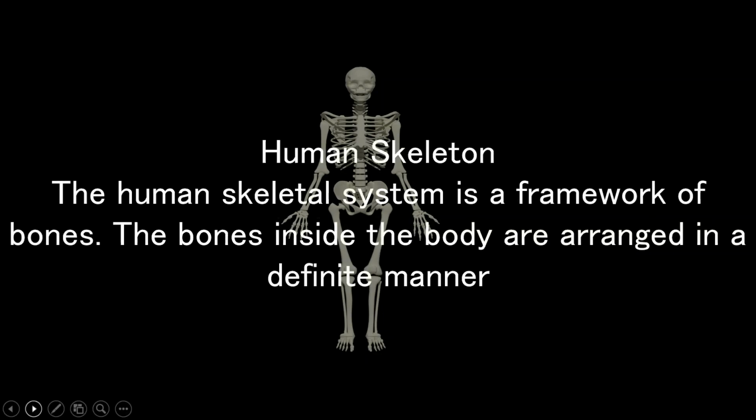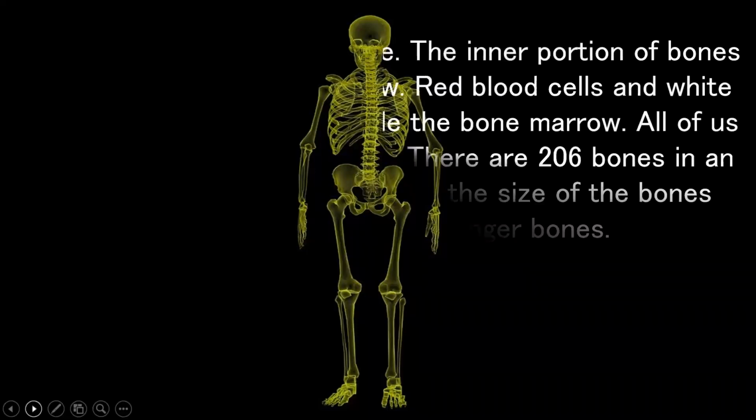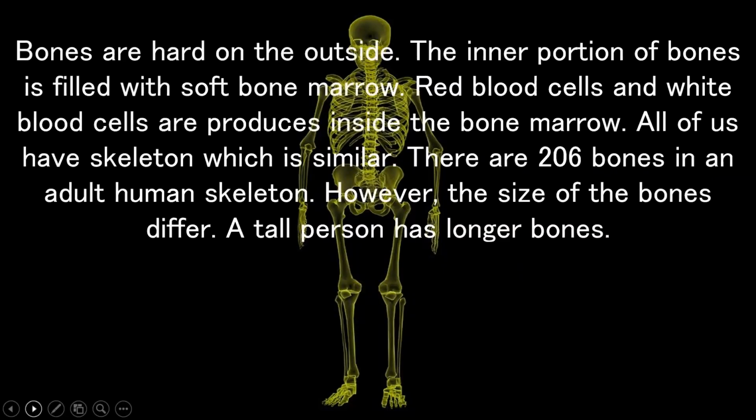Human skeleton. The human skeletal system is a framework of bones. The bones inside the body are arranged in a definite manner. Bones are hard on the outside. The inner portion of bones is filled with soft bone marrow. Red blood cells and white blood cells are produced inside the bone marrow. All of us have a skeleton which is similar. There are 206 bones in an adult human skeleton. However, the size of the bones differs. A tall person has longer bones.